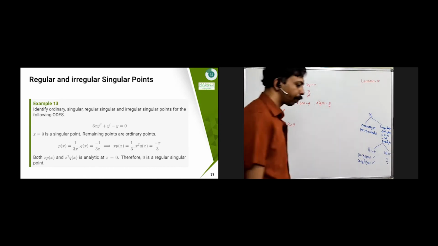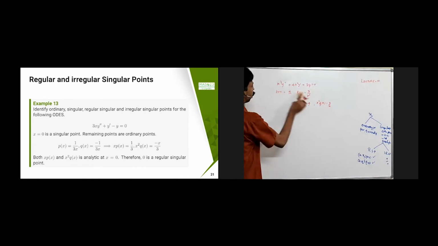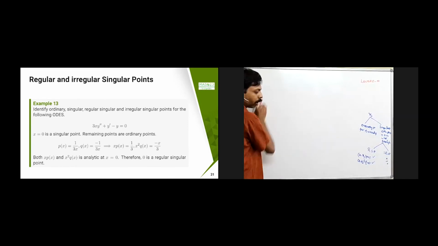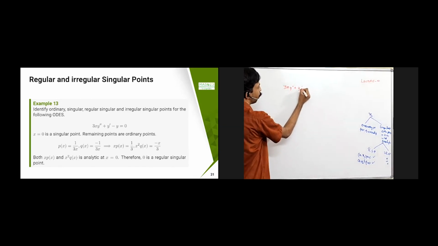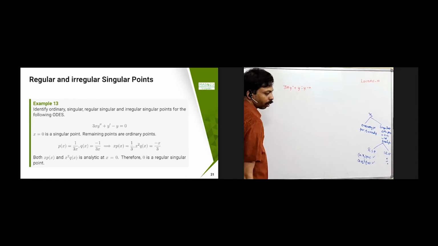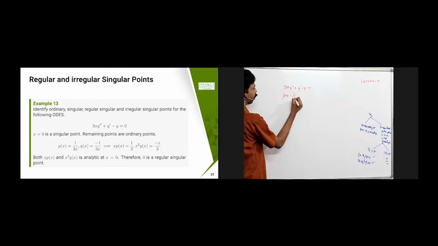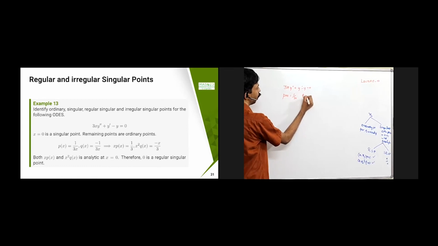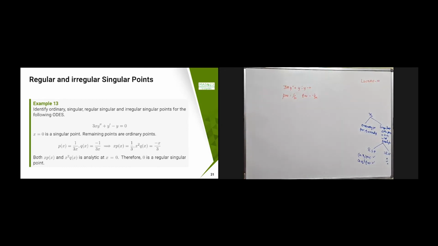So next problem. In this problem we have 3xy'' + y' - y = 0. Okay, so let us see this problem. Here p(x) is going to be 1/(3x) and q(x) is going to be -1/(3x). Okay, so let us see what is going to happen here.